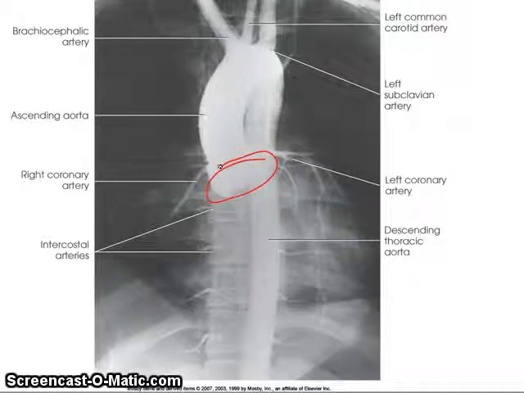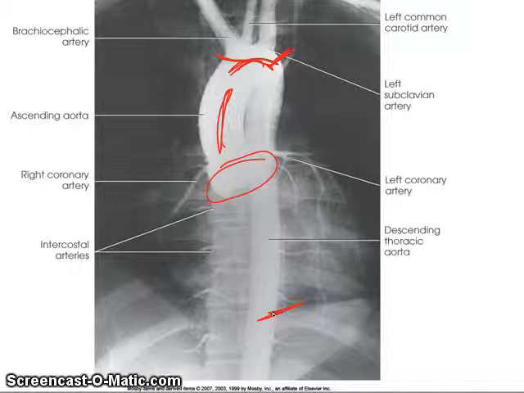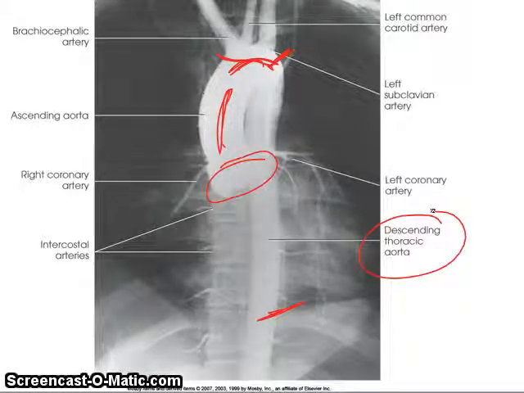The aorta is broken down into different sections. From the aortic valve to the brachiocephalic artery, so this section here, is considered the ascending aorta. Then from the brachiocephalic artery to the left subclavian artery, so just this small section here, is considered the aortic arch. Then from the left subclavian artery to the diaphragm is considered the descending thoracic aorta.